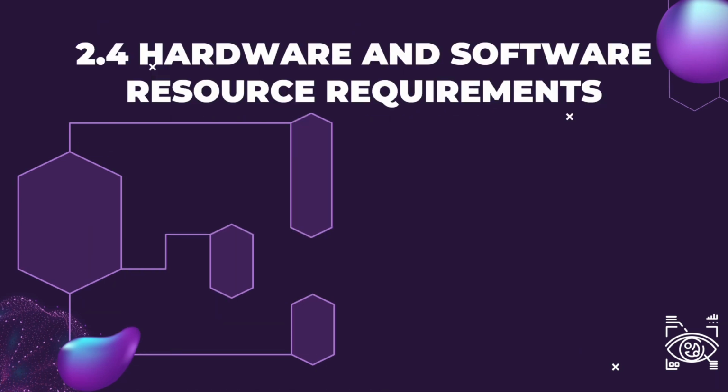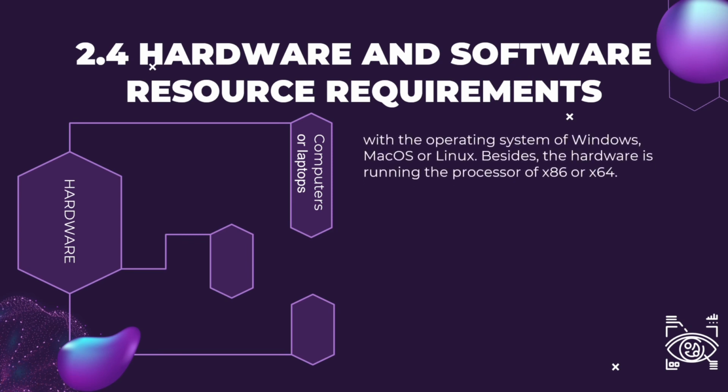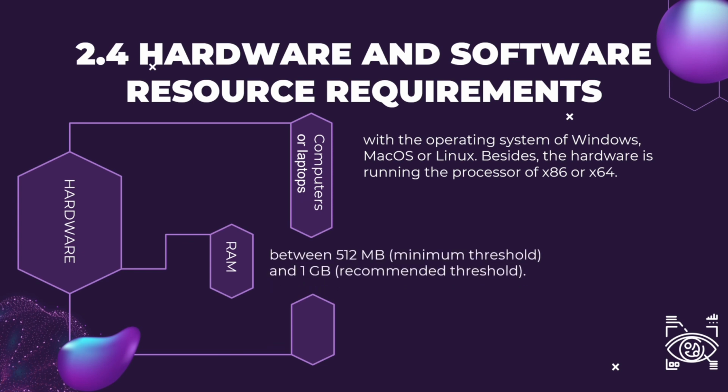Next, hardware and software resource requirements. The hardware requirement to carry out the system management is a computer or laptop with the operating system of Windows, Mac OS, or Linux. Besides, the hardware is running an x86 or x64 processor with RAM of 512 MB minimum threshold and 1 GB recommended threshold. Additionally, it needs free space of 4 GB for storage.